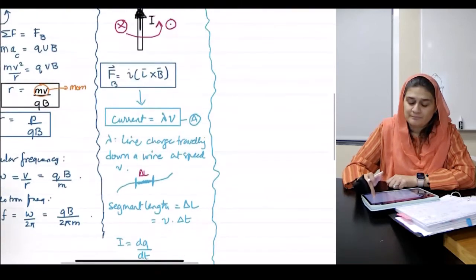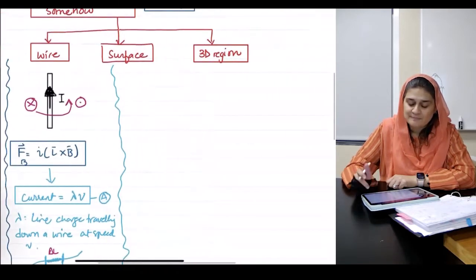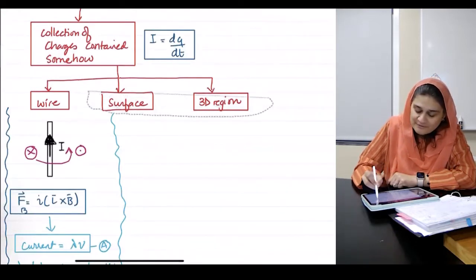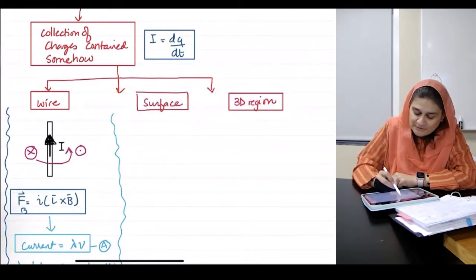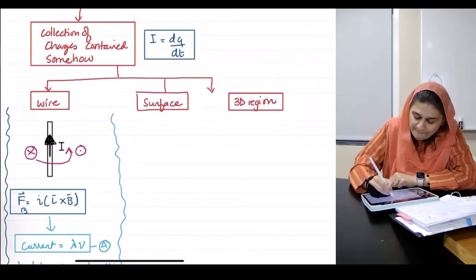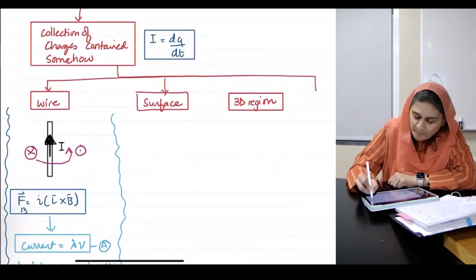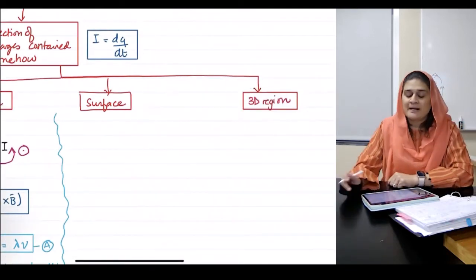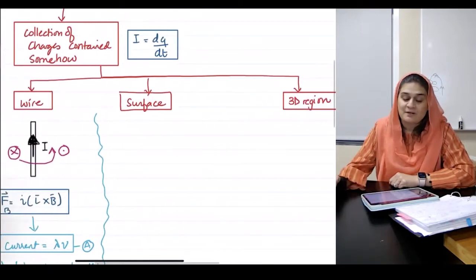Okay, moving on to surface. Actually, I should move these a little bit over. So what happens when you try to do the same thing over a surface?